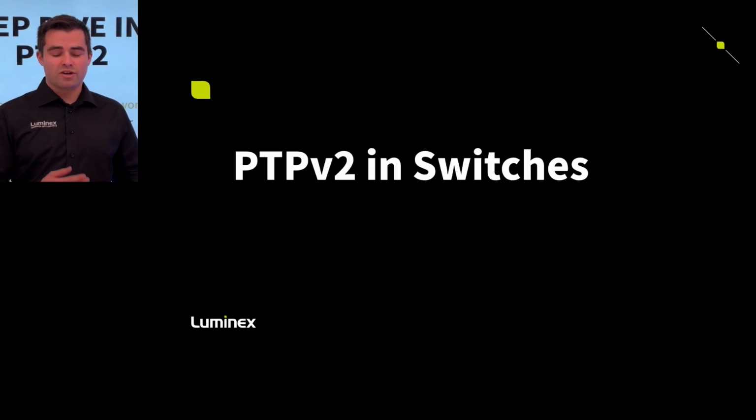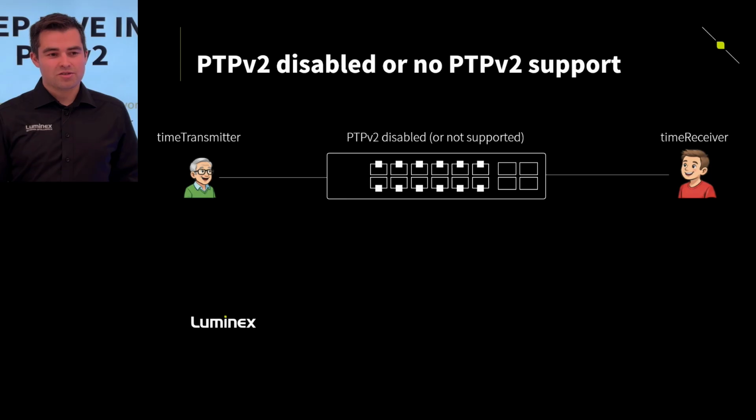So now that we are talking about switches, why are switches important for PTPv2? Let's consider a first example where the switch does not know anything about PTPv2. So either PTPv2 support has been disabled or it's not supported by the switch at all. We have a time transmitter on one side and the time receiver on the other side.